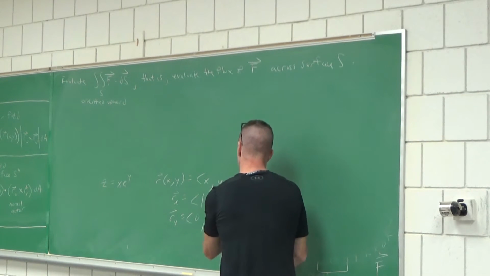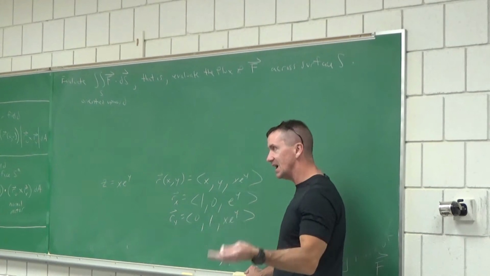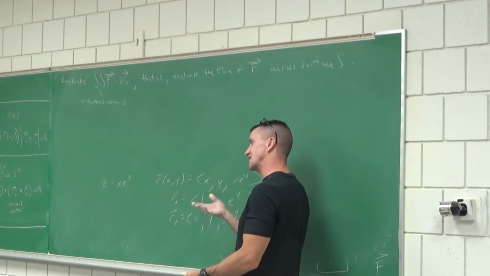So I'm going to go with that. The partial with respect to y would be x e to the y, right? That's the constant in front. You're just taking the derivative with respect to y.